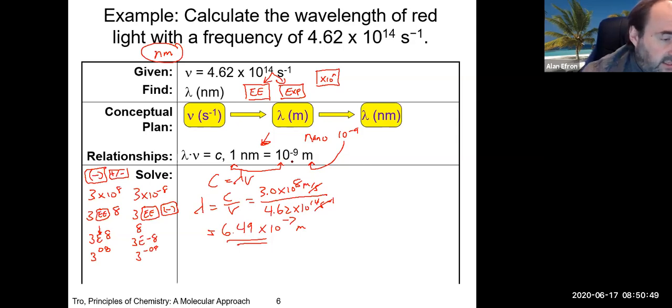So the base unit in this case is meters. The prefix unit is nanometers. So 1 nanometer would be 10 to the minus 9. I can't tell you how often people get those backwards. They always want to reverse it the wrong way.